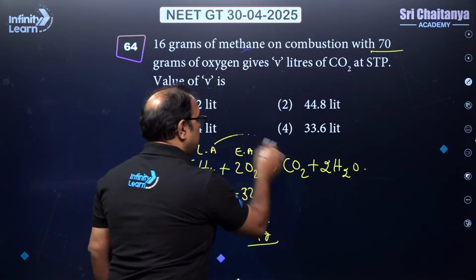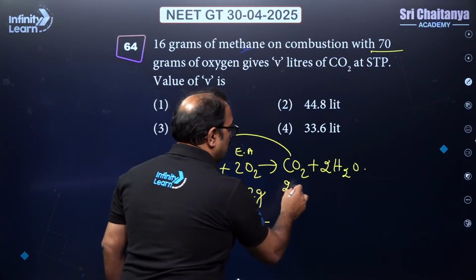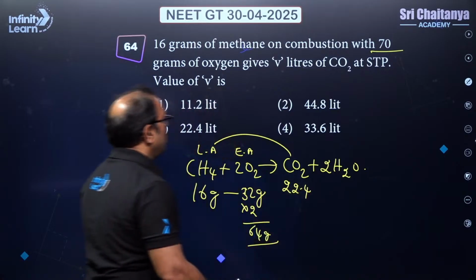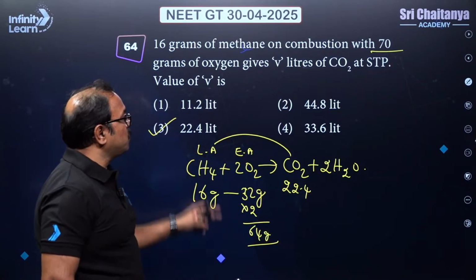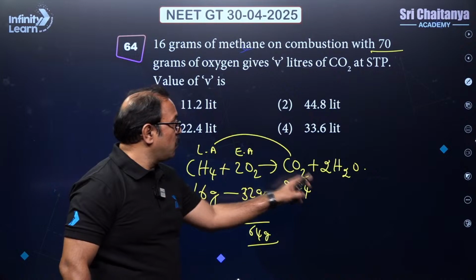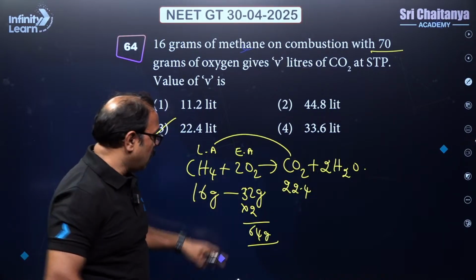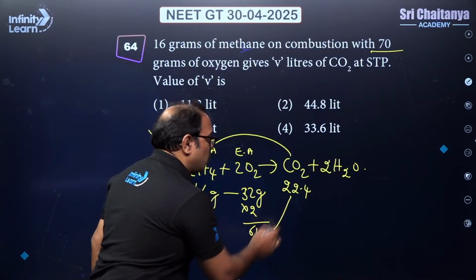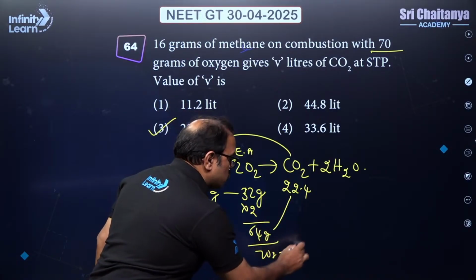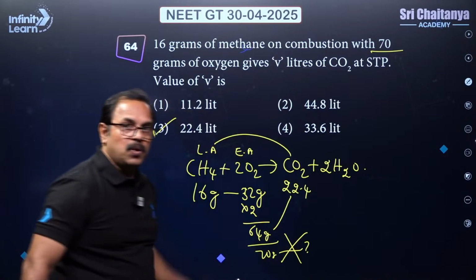And once it reacts completely, it is a 1 mole to 1 mole relationship. It forms 22.4 liters. I think fewer students can get this. It's a straightforward question, but the only thing is, we should not take the count with oxygen. Like what I mean to say, 64 grams gives 22.4 liters, so 70 grams gives how much? Don't do this calculation because that is the excess agent.